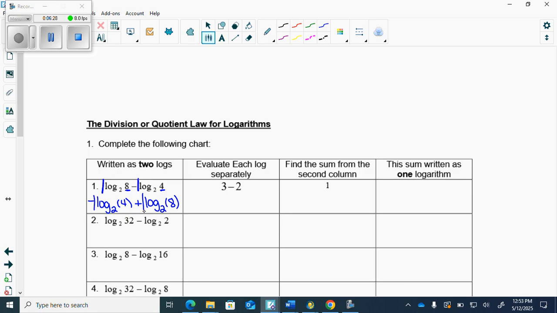So I can rewrite this as log base 2, and the 8 goes in the numerator because there's a plus 1 in front. The 4 goes in the denominator because there's a minus 1. And so that gets me log base 2 of 2, which equals 1.